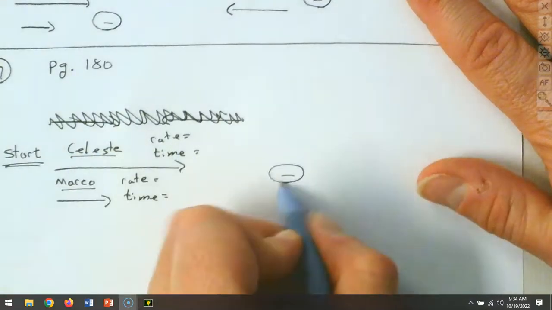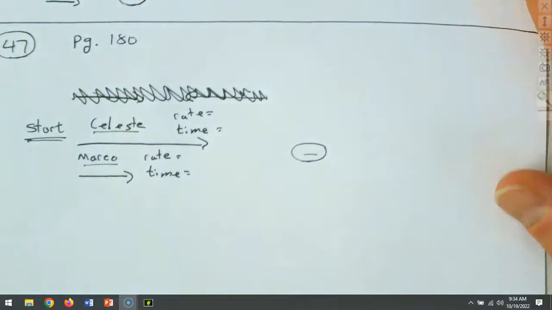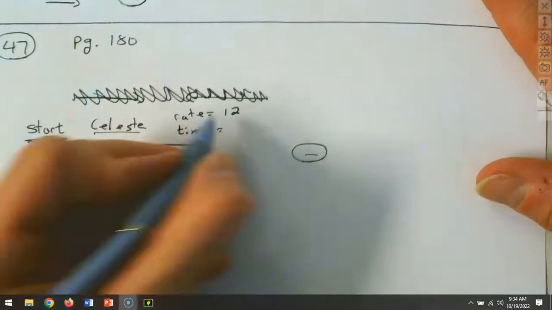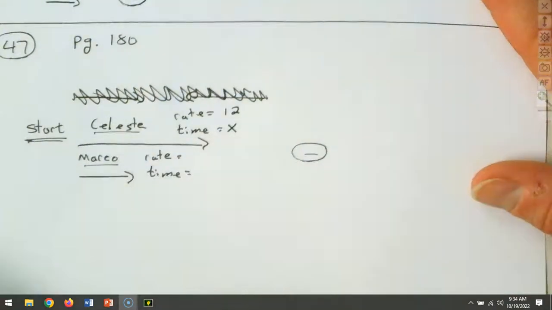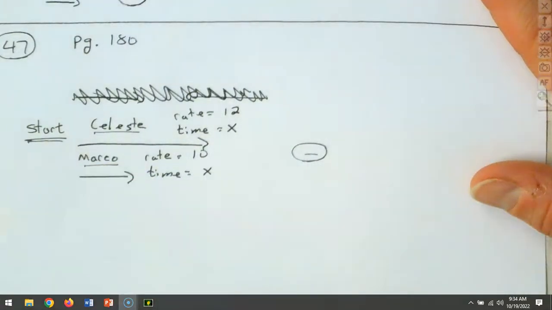Why are we going to subtract them? We're going to be subtracting because they do what? They overlap. So how fast is Chelsea traveling? She's traveling at 12. Do we know how long she's on the road for? Nope. Unknown amount, x. What about Marco? Marco's on the road, and he travels at what? 10. Do we know how long? Nope. So we use an x.